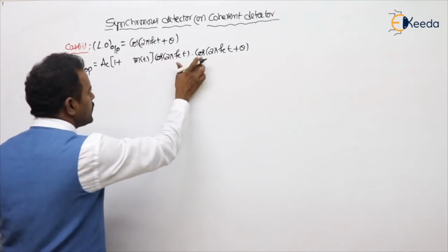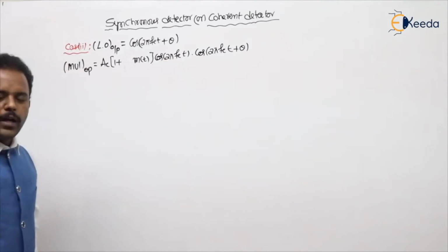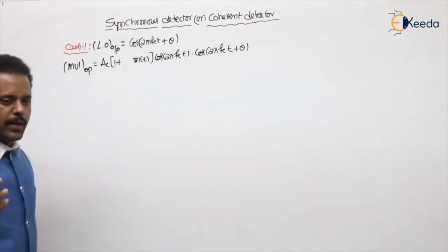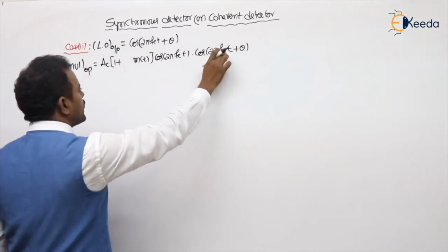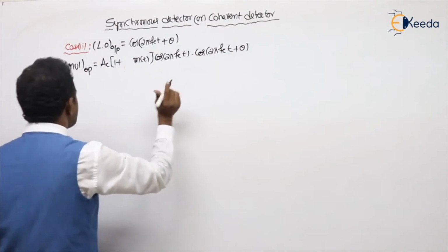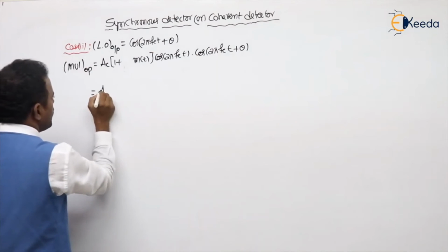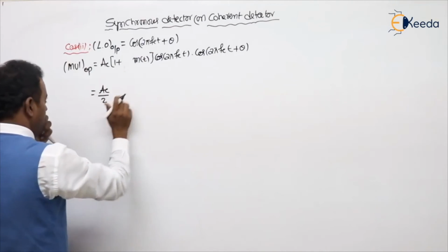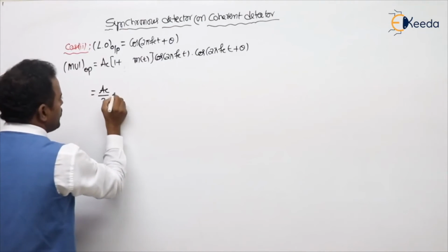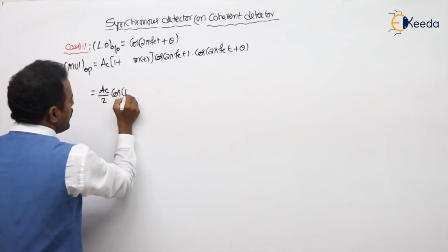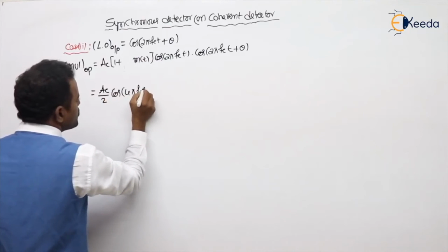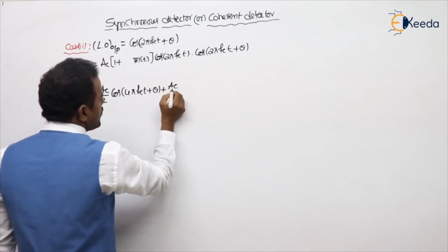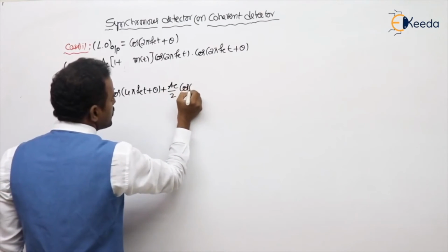It's a cos A cos B formula. What is the cos A cos B formula? Cos(A+B) plus cos(A−B). 2 is not there, so multiply and divide by 2. Ac by 2 into 1. Here what will you get? Cos(A+B), which is cos(4πfct + θ), plus cos(A−B), that is cos θ.